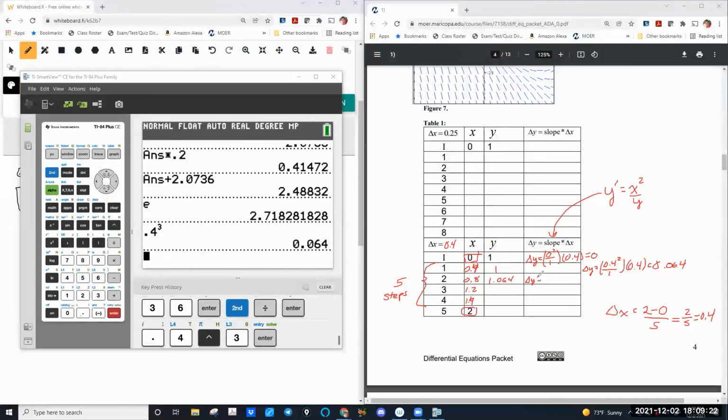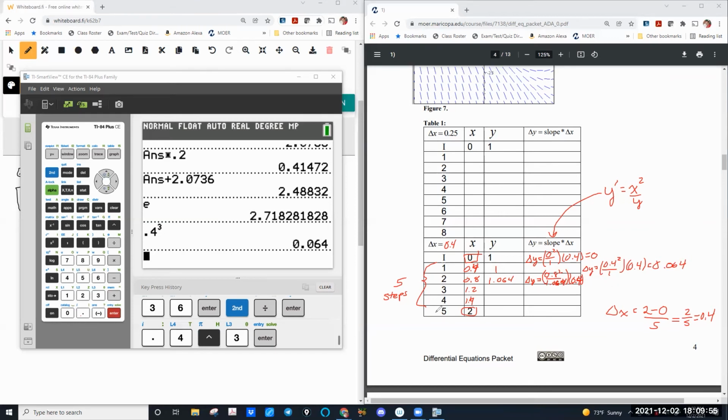So if we do this one, our differential equation, x squared over y, so 0.8 squared over y, which is 1.064. So you can see the numbers are getting a little messier, not just because of how I write it. That's a 0.8 times our delta x, which is 0.4. Apologize that I don't have more room on this. Probably should have zoomed in more.